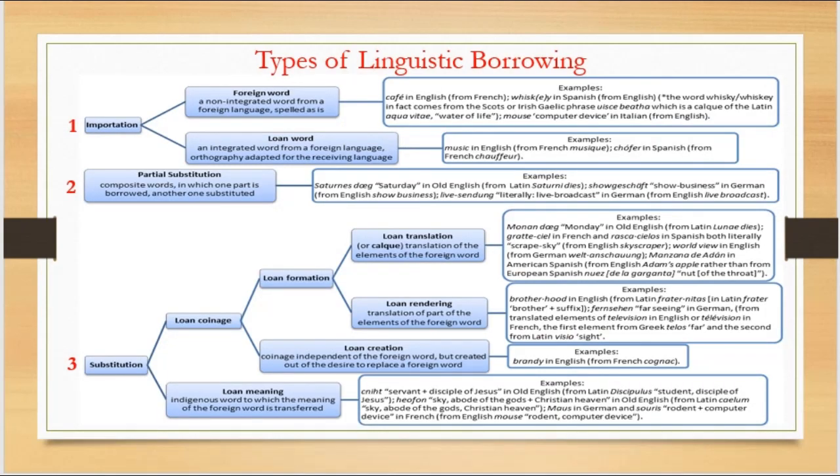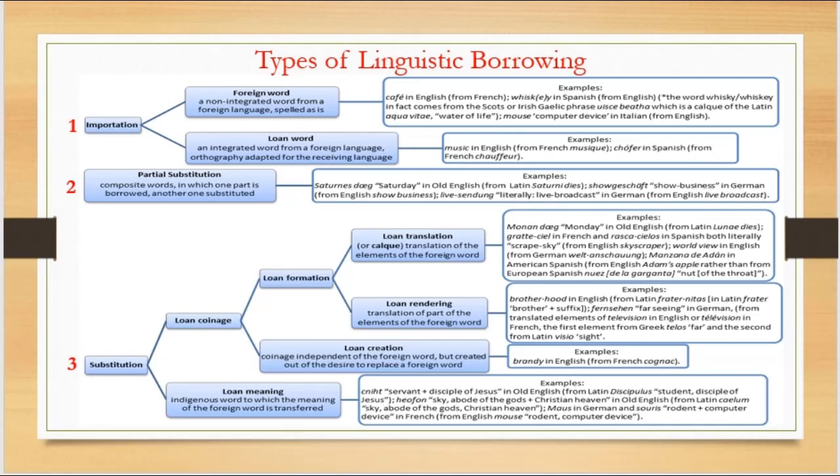So mainly there are 3 types of linguistic borrowing: importation, partial substitution, and substitution. Importation branches off into 2 subtypes: foreign word and loan word. Foreign word refers to a word that is integrated as it is, without the change of spelling, without the change of orthography. And loan word is a word whose spelling is changed at the time of integration, so the orthography of the word is changed to make it compatible with that of the receiving language.